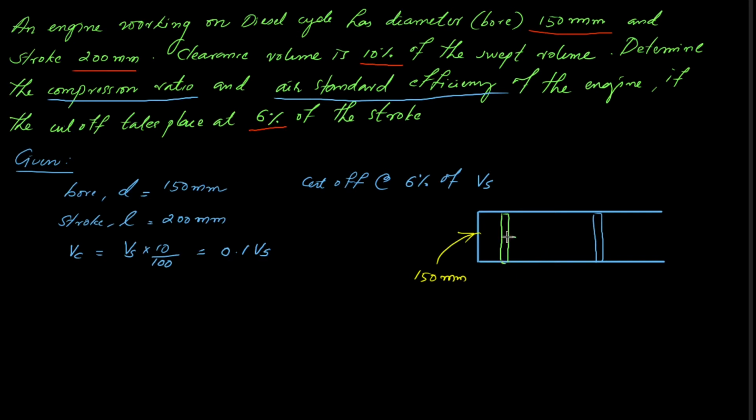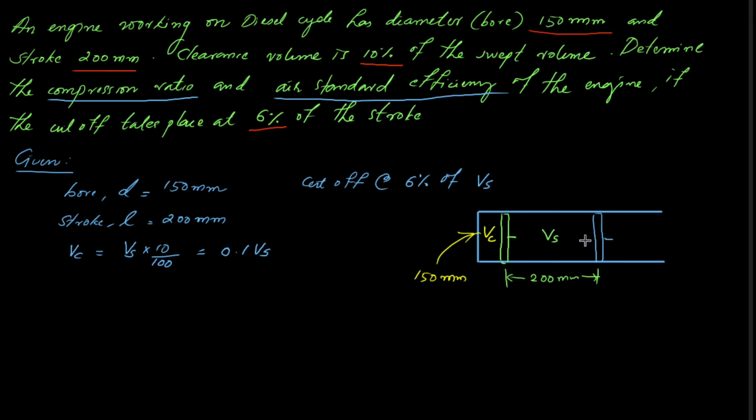When the piston reaches TDC, the distance travelled from BDC to TDC is the stroke length. So this distance is 200 mm. So we can also find that the volume displaced by the piston will be the swept volume, that is Vs, and this volume is the clearance volume, that is Vc.